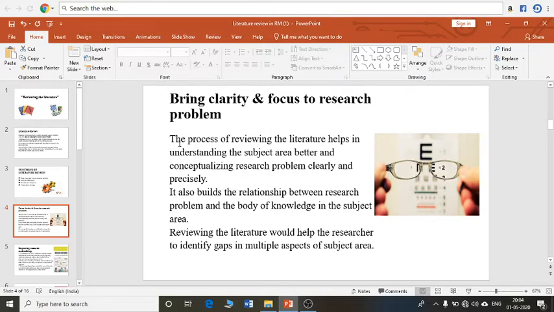So first is bringing clarity and focus to your research problem. The process of reviewing the literature helps in understanding the subject area in a better way and conceptualizing, that is, analyzing the research problem clearly and precisely. And the literature review can play an extremely important role in shaping your research problem.